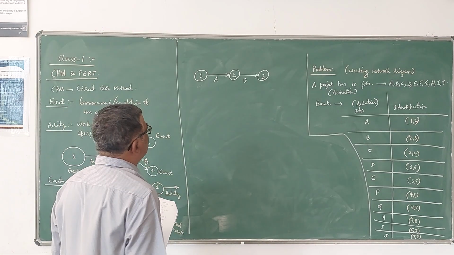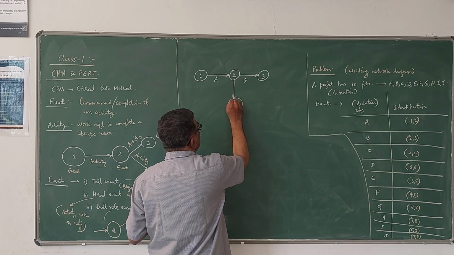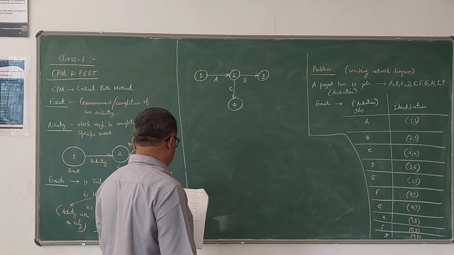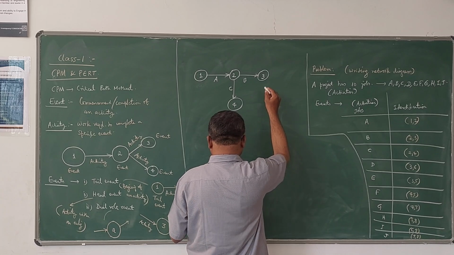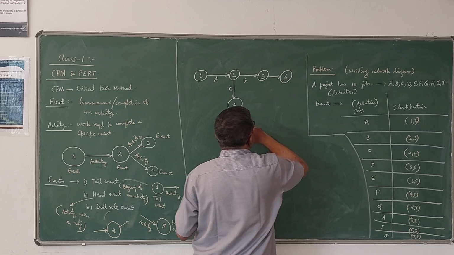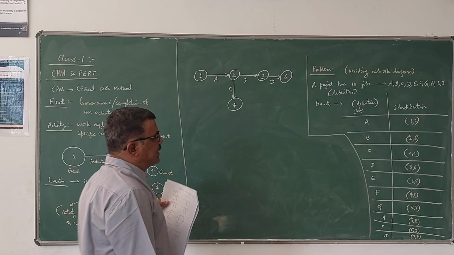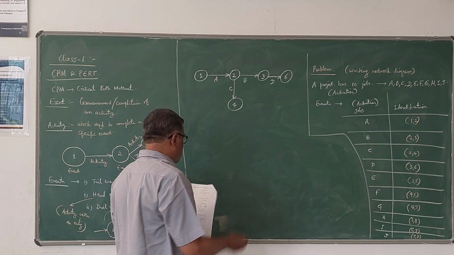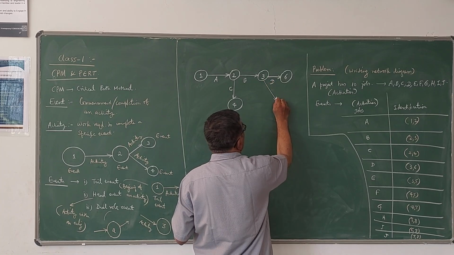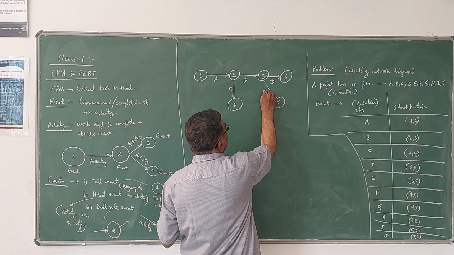Then C, 2 and 4. So I will write 4 here like this. This is C. Then 3 to 6, I have to connect. So I will take it like this. This is activity D. Next, 3 to 5. So one more will come here. So 3 to 5 is activity E.